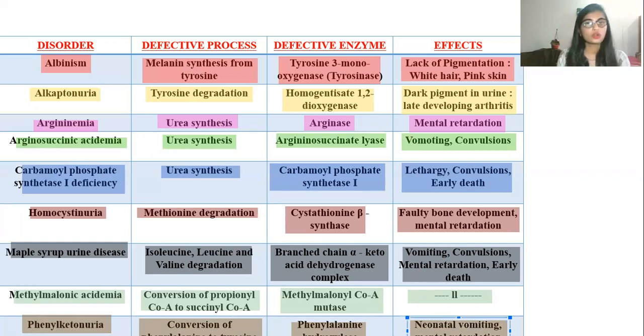Every disorder is very important, so just go through the slides. The most important thing is the defective enzyme as well as the defective process. Just go through the enzyme as well as the disorder. I think this is more than enough.